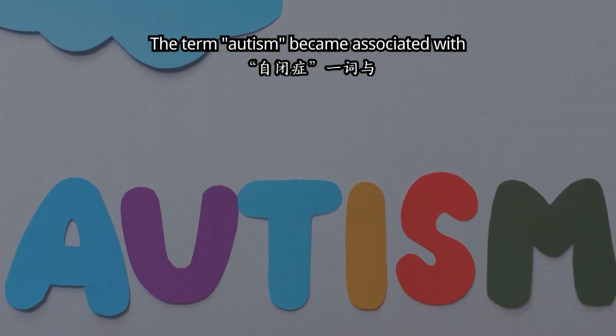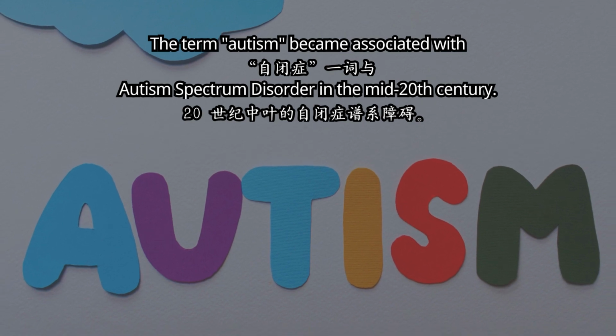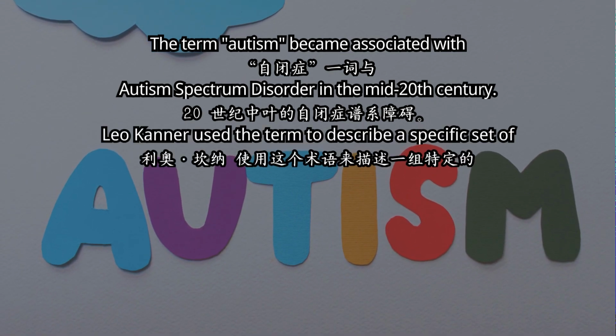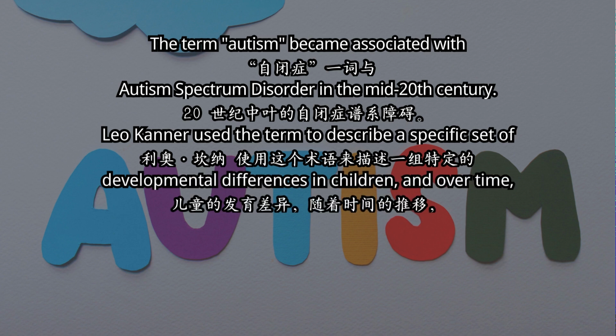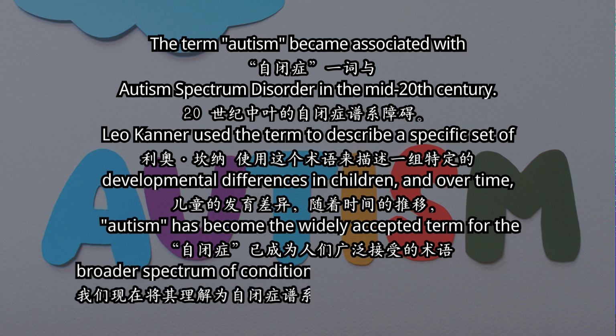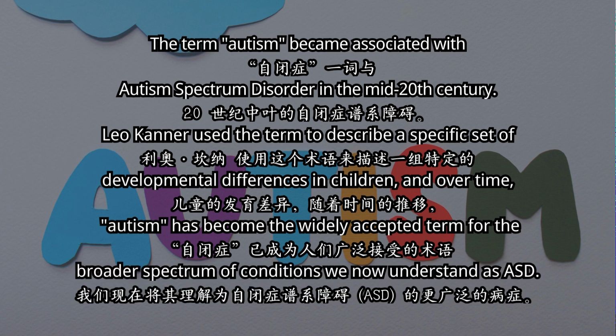When did the term autism become associated with autism spectrum disorder, ASD? The term autism became associated with autism spectrum disorder in the mid-20th century. Leo Kanner used the term to describe a specific set of developmental differences in children, and over time, autism has become the widely accepted term for the broader spectrum of conditions we now understand as ASD.